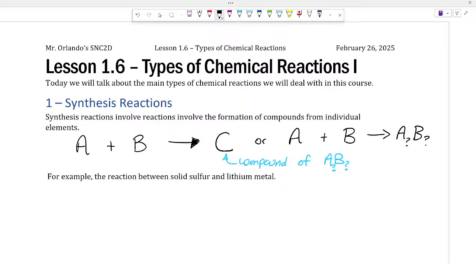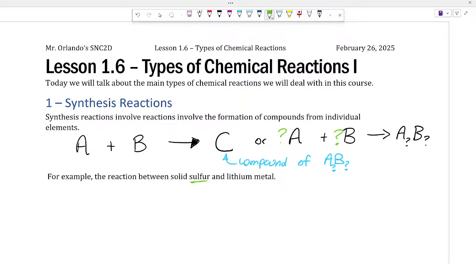And while we're at it, we might note that it might take 2 A's, or 3, or 4 to make this happen. It might take 1, 2, or 3 B's. So we can't balance it until we know what the reaction is. Does that make sense? We're going to have to figure out what the reaction is, what it makes, and then we can balance it.